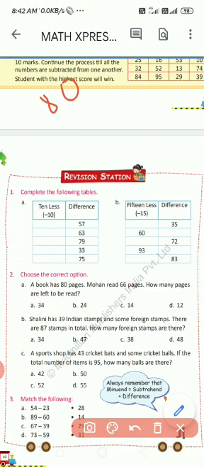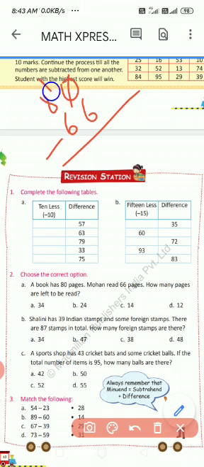And Mohan read 66 pages. So we have to subtract 66 from 80. Can we subtract 6 from 0? No. We will take 1 borrow from 8. So this 0 converted into 10 and 8 converted into 7. 10 minus 6 is equal to 4 and this 7 minus 6 is equal to 1.